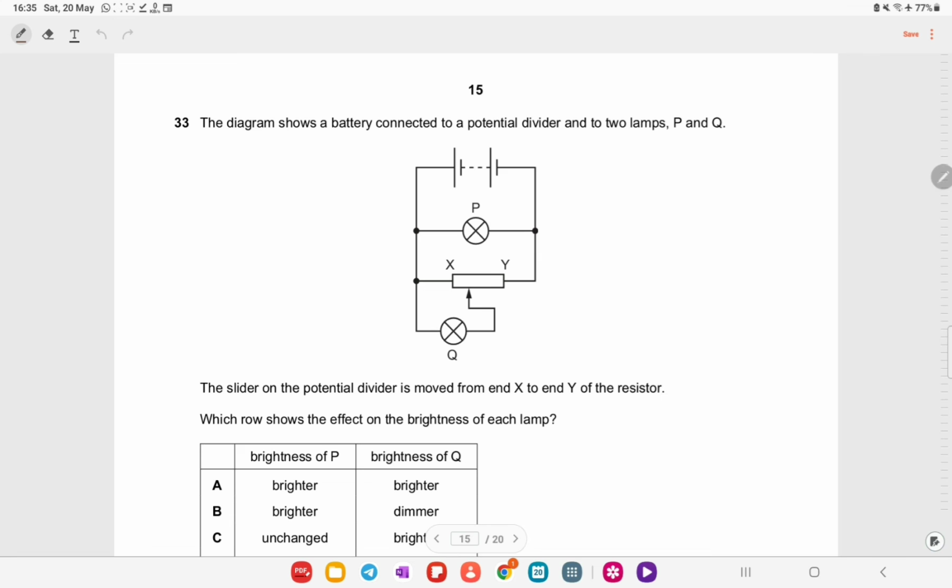The diagram shows a battery connected to a potential divider and two lamps P and Q.